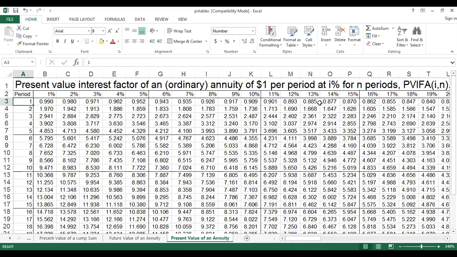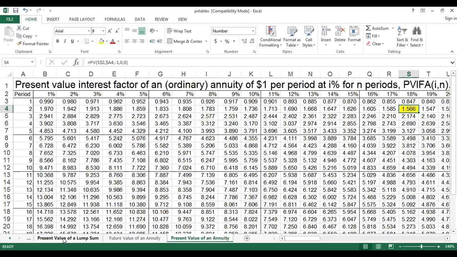So let us see what is 18% for 2 years. This is the period. 1.566, right? So this is going to be your answer. This is your present value interest factor annuity. Correct? Yes, sir. So 100 into 1.566 is what you have to do. 100 is nothing but your coupon into 1.566, close the bracket, plus M, that is your maturity value, 1000 into the present value interest factor.